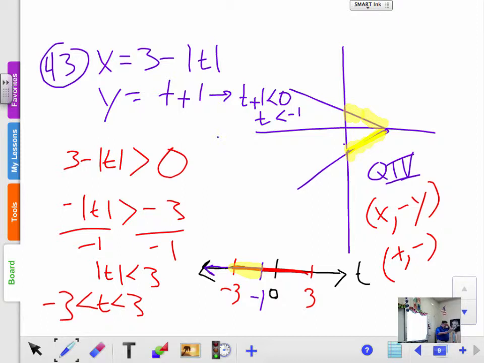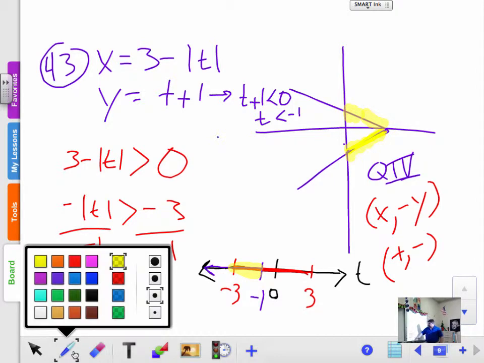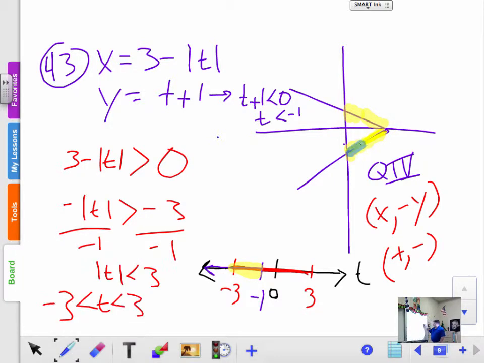So from negative 1 to negative 3 should be our answer. Because that satisfies both conditions. My x value is where it needs to be, and my y values are where they need to be. In other words, my x values are positive and my y values are negative. I need to satisfy both those conditions to live right here. Okay?